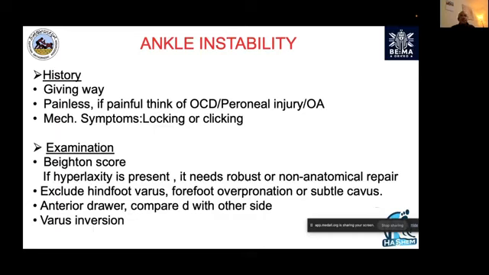You do your normal examination, have a look at the patient from the back, from the side, from the front. Exclude that the patient has any deformity which predisposes to ankle instability, like hindfoot varus. With hindfoot varus, the patient puts a lot of stretch on the lateral structures, so lateral ankle sprain is very expected. Forefoot overpronation, subtle cavus, any deformity like this makes the ankle unbalanced, putting stress on one side of the ankle rather than the other, and this predisposes to ankle sprains and instability. Definitely, you need to do the anterior drawer and varus inversion: anterior drawer to examine the ATFL, and varus inversion to examine the CFL.